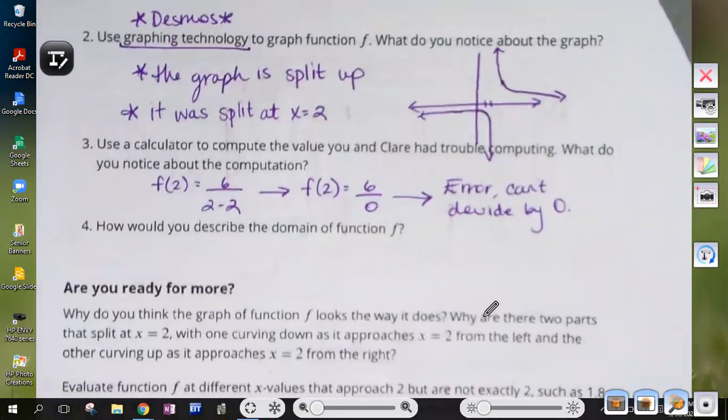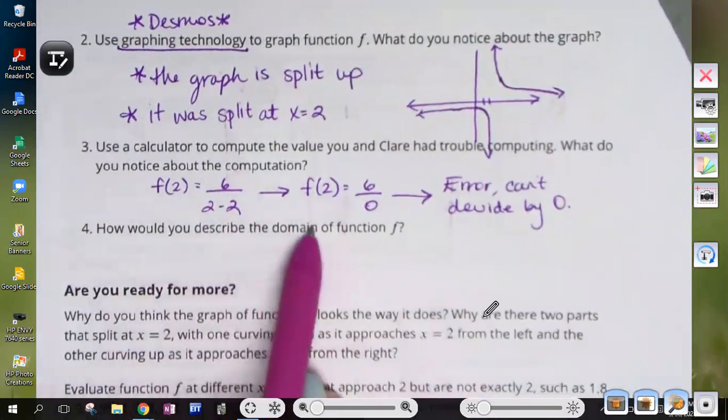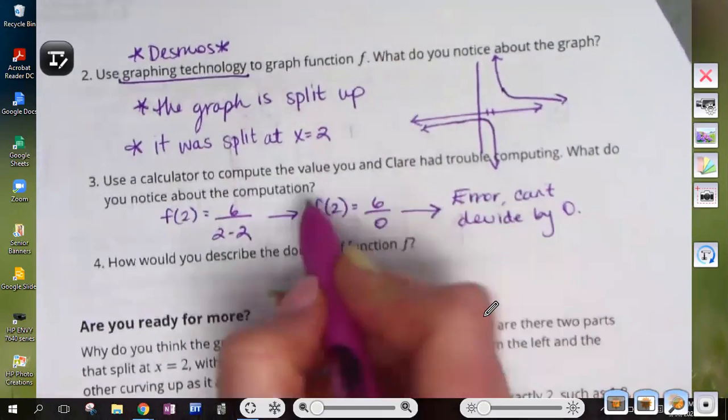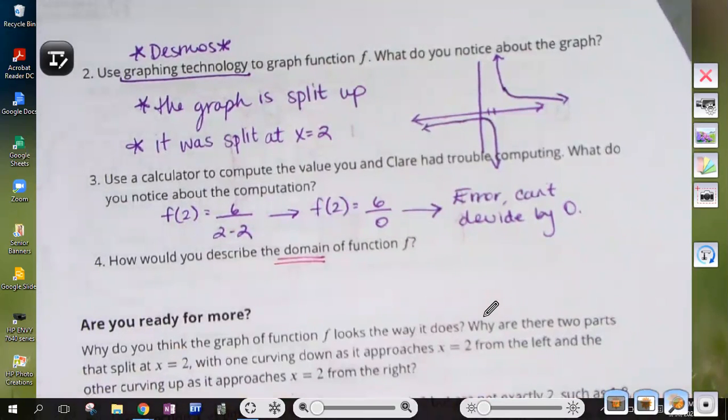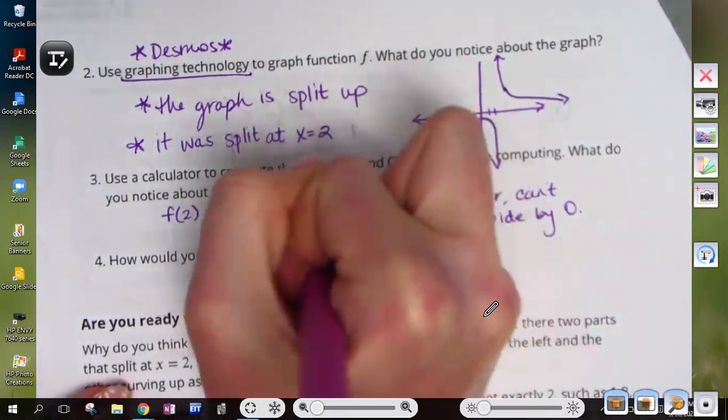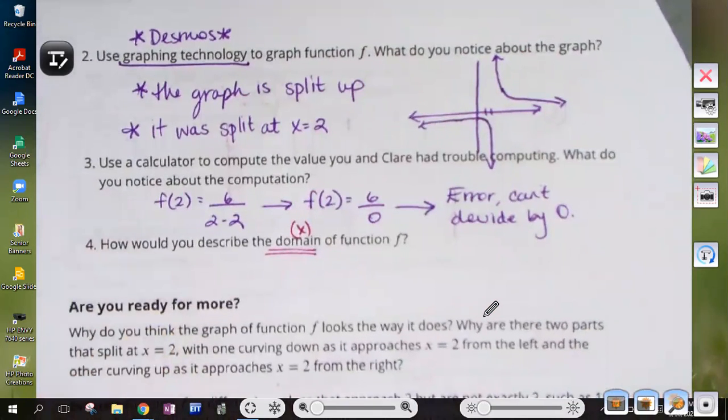That's the word. All right, now it says, how would you describe the domain of the function? Underline domain. Okay, we are going to be describing all of our x values. Okay, so we know our x values. How does our x-axis move? Left to right.